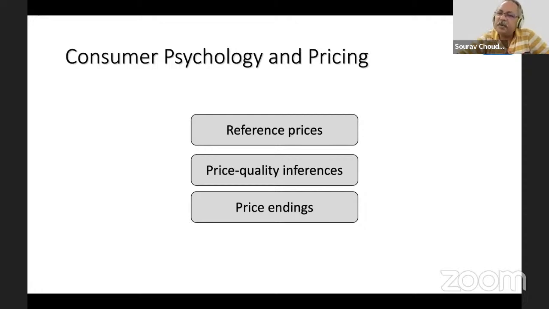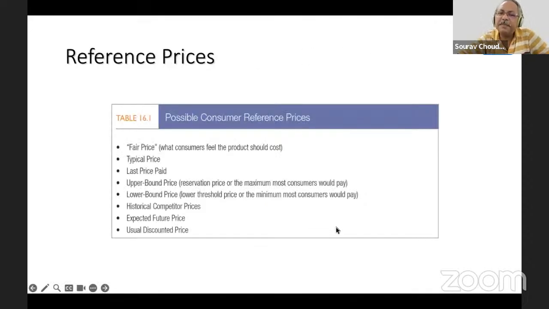99 rupees दिखेगा तो बहुत अच्छा है. The same product 110 rupees दिखेगा, यार महंगा है. Okay, so this is price ending is a psychological pricing. Okay. So possibility of consumer reference price कैसे होता है?